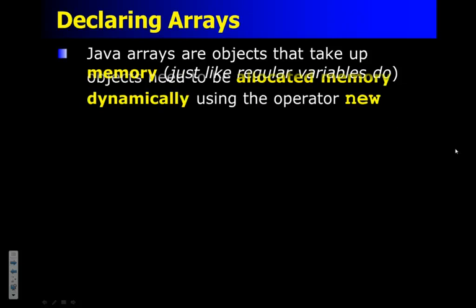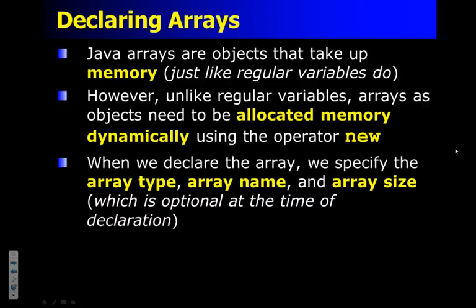Yesterday we saw that you start creating arrays using the new operator, okay? When you create an array, you declare the data type, you declare the name of the array, and you declare the size of the array. However, that size is optional at the time you create it.